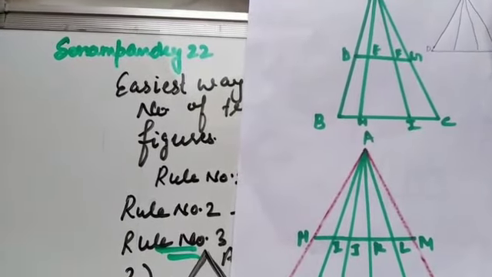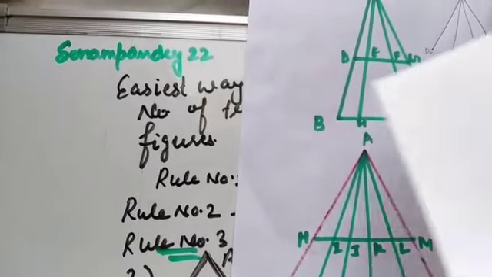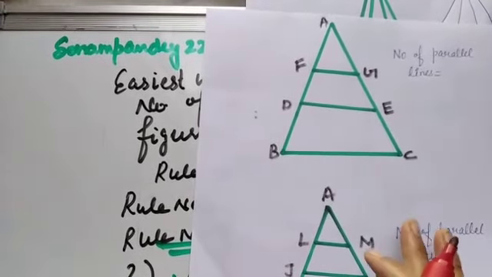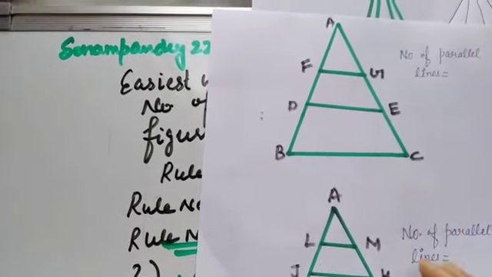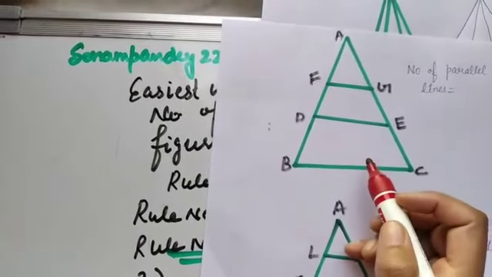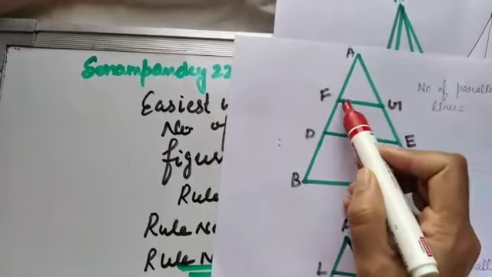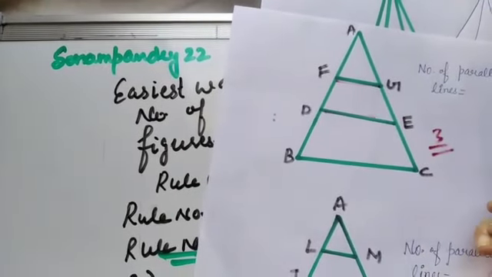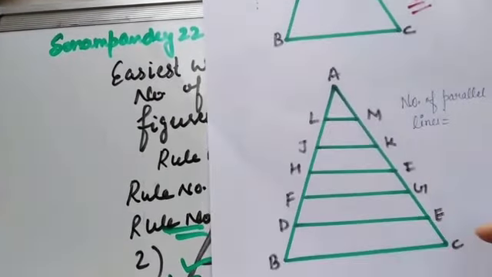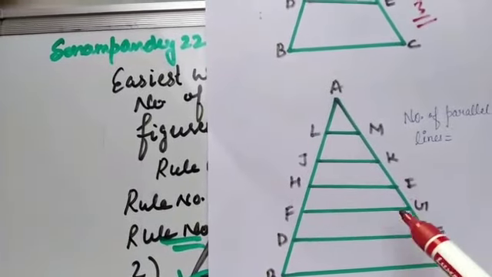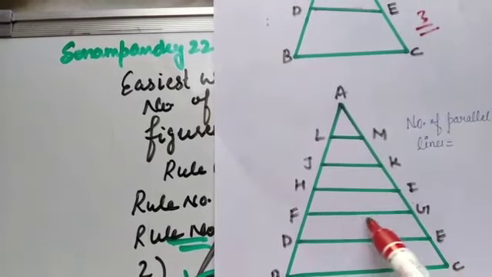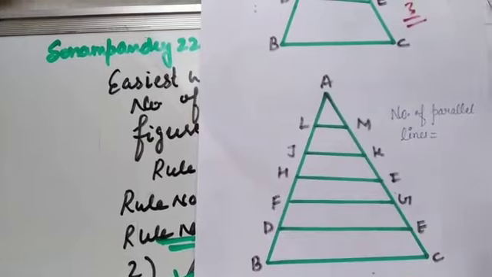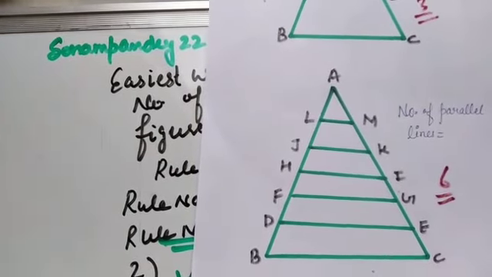Then rule number 2: if you have a figure like this, then you have to count the number of parallel lines. Count the number of parallel lines, that are 3. It means there are 3 triangles. In this example, count the number of parallel lines, 1, 2, 3, 4, 5 and 6. It means there are 6 triangles.